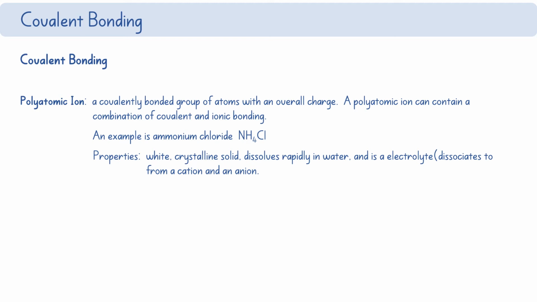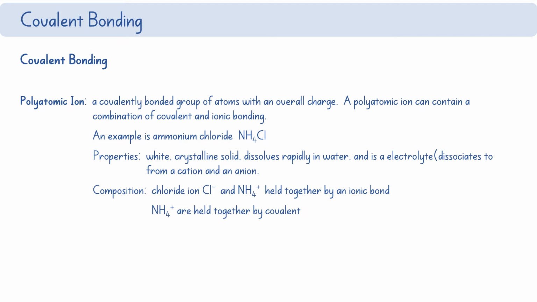It dissolves rapidly in water and is an electrolyte, which means it can dissociate to form a cation and an anion. Its composition contains a chloride ion, Cl negative, and an NH4 plus ion held together by an ionic bond. The atoms within NH4 plus are held together by covalent bonds.